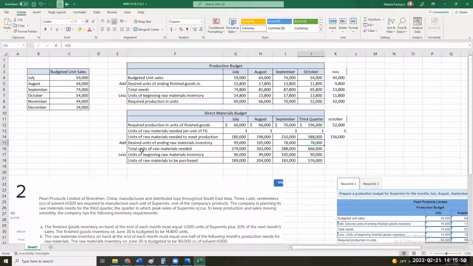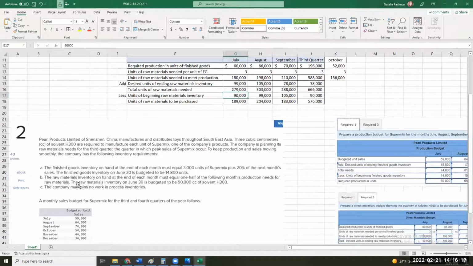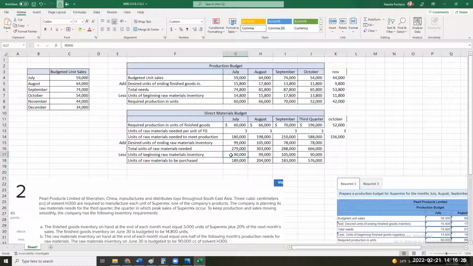All right. Then the total units of raw materials needed is going to be the units of raw materials needed to meet production plus the desired units of ending raw materials inventory, like that for all of them. Then we're going to subtract the units of beginning raw materials inventory. For July, it says in B that the raw materials inventory on June 30th is budgeted to be 90,000 cc. So they already have 90,000 at the end of June.